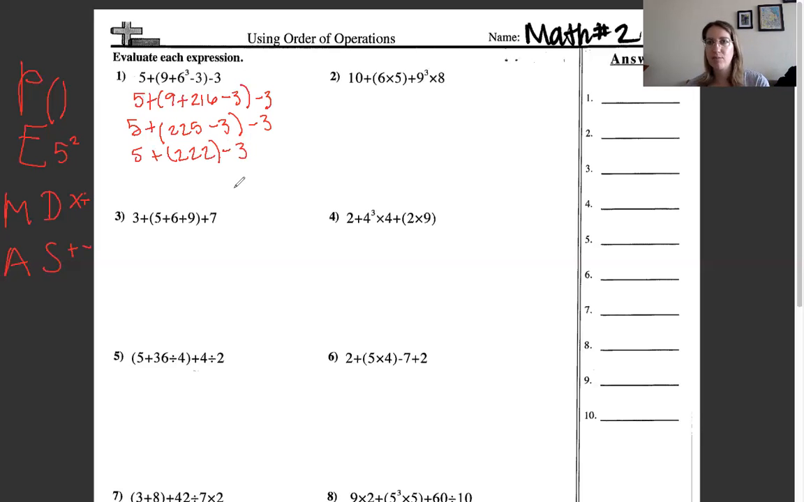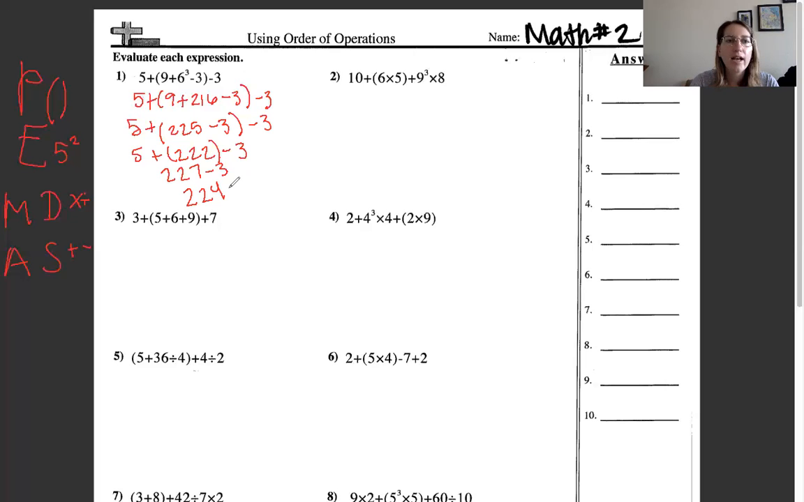And then again, we can just move left to right. We're done with everything in the parentheses. We just have 222. So 5 plus 222 is 227 minus 3, and that gives us 224. The hardest part is just remembering what to do in what order, because if we do it out of order, it's going to come out wrong, right? So just keep that in mind.